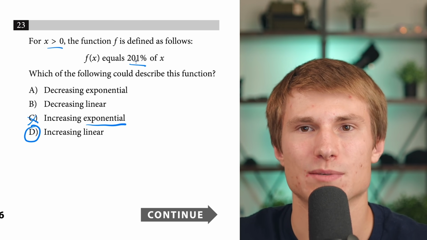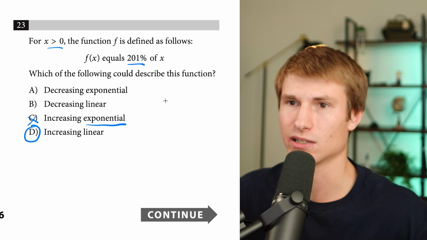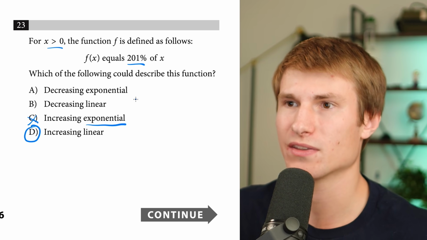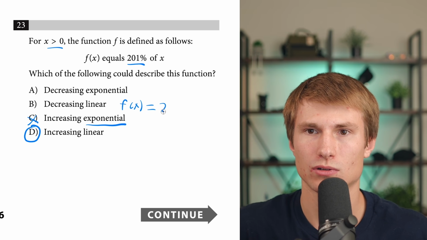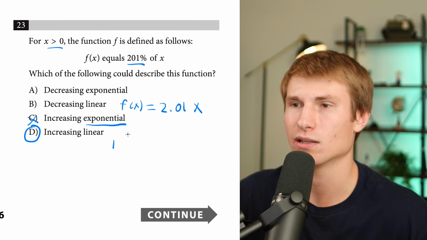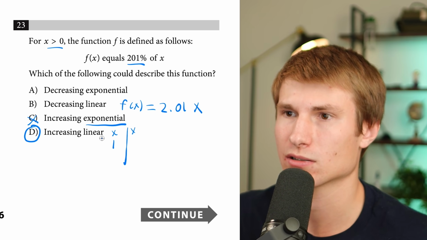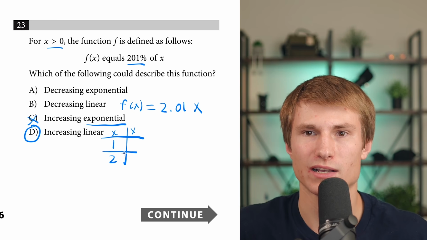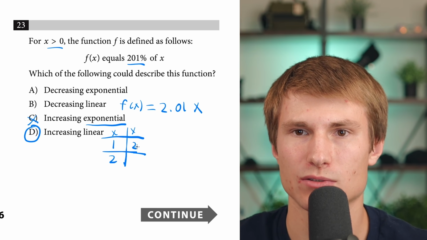The reason why is because if f of x equals 201% of x, it's going to scale linearly with x. And here's why. If you were to write this out as an equation, it would be f of x equals 2.01 times x. Think about it: I'll just draw this as a table really quick. We'll do x is 1 and x is 2, and you'll be able to see how this works. Our y value when x is 1 in this case would be 2.01.